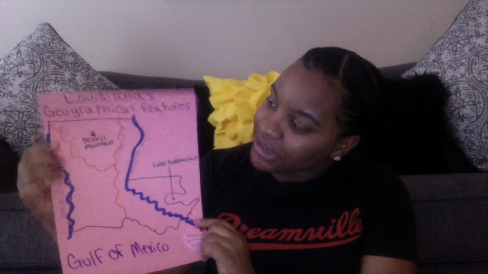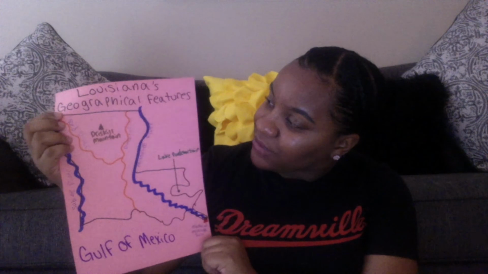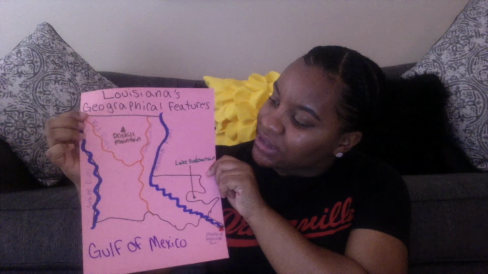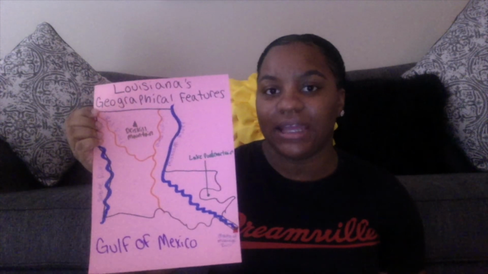Let's review the different geographical features that we labeled. We first labeled Driscoll Mountain, which is again the highest elevation that you can find in Louisiana. Next, we labeled the Mississippi River, which again forms the border between Louisiana and the state of Mississippi on the eastern side. On the western side, we labeled the Sabine River, which forms the border between the state of Texas and Louisiana.